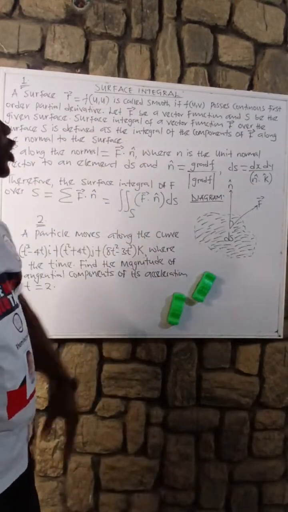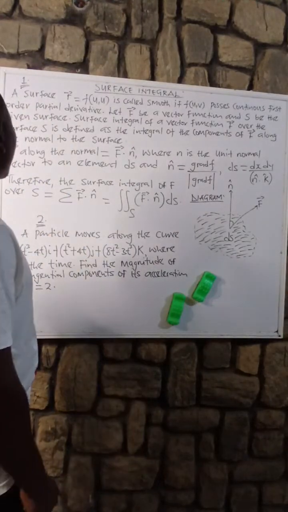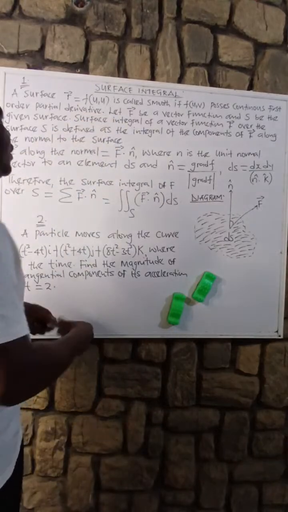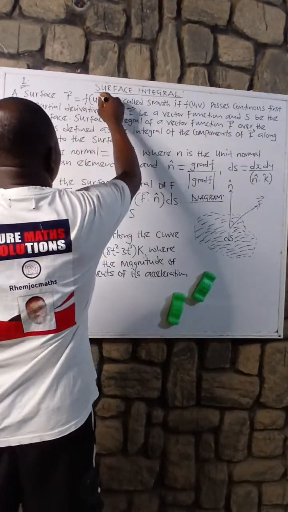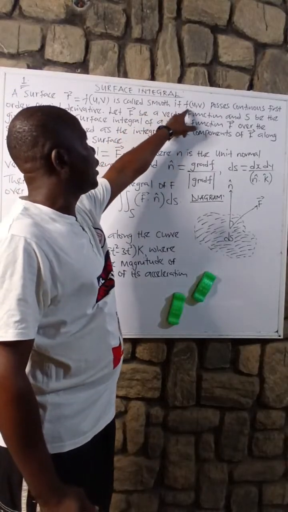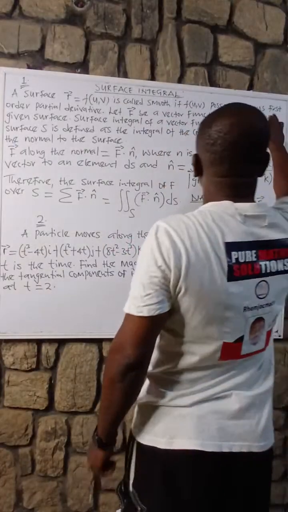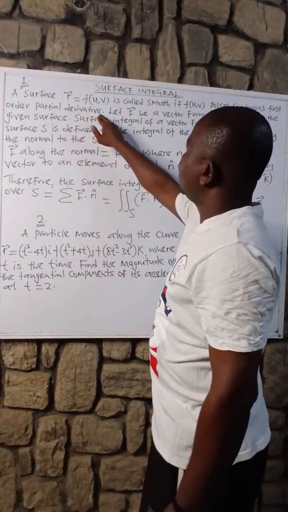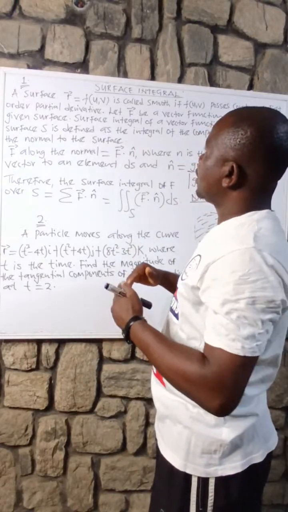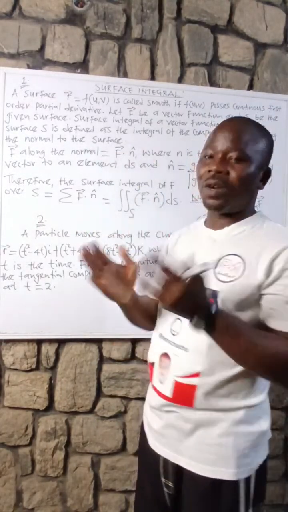Assuming you are asked to write a short note on surface integral, this is what you are going to write. A surface r vector equals f of u comma v is called smooth if f of u comma v possesses continuous first order partial derivatives. You understand? It means the surface will be smooth if it possesses first order derivatives.